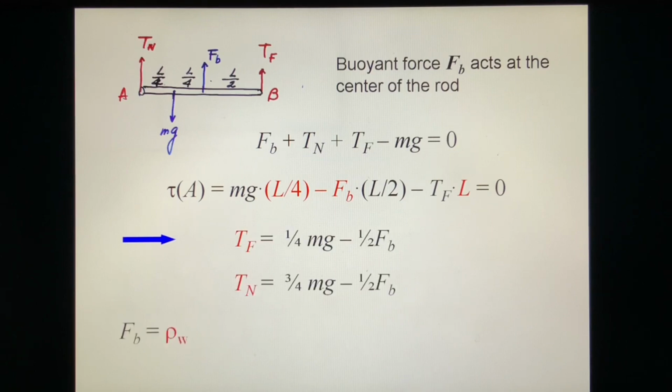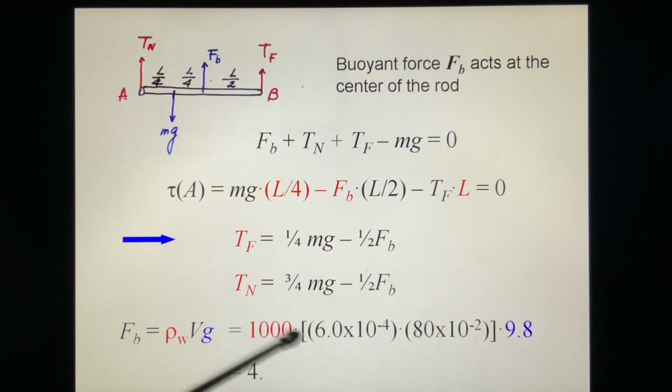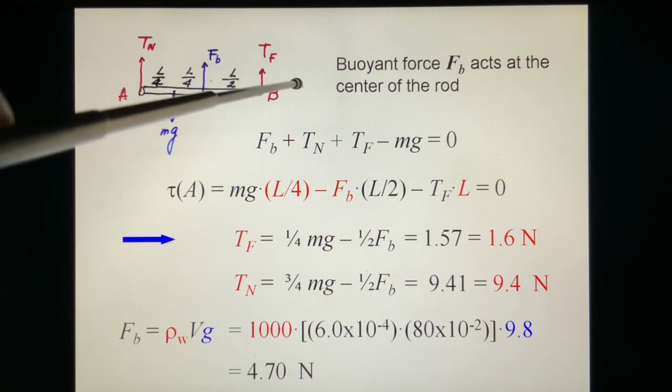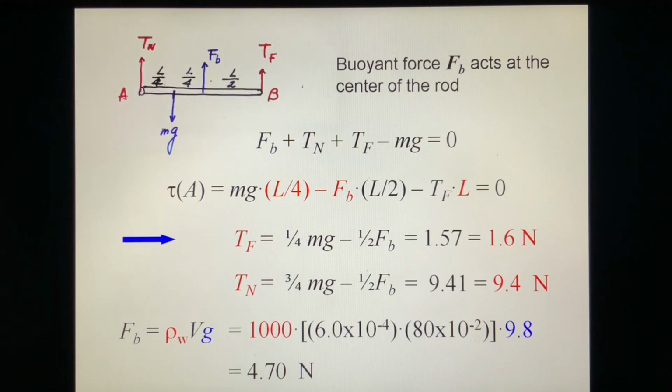And we see the buoyant force equals rho V g, and we find this one. It's very simple. Once you get this one with Tf, you get Tn. It's a very simple one. The issue of this one is that the buoyant force acts at the center because the cross-section area is uniform, even though the density is not uniform.